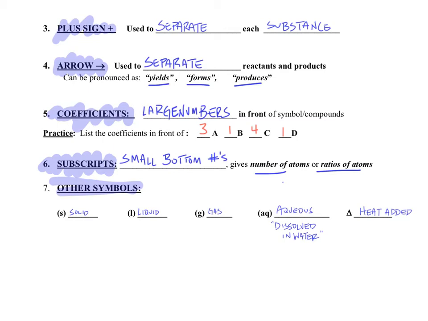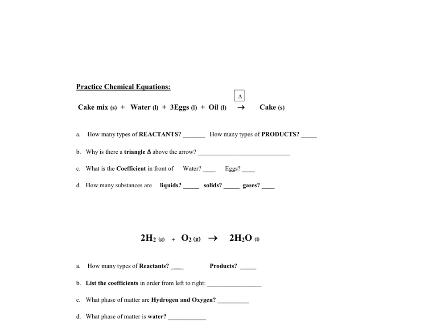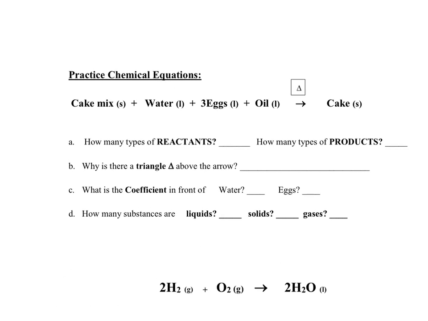Okay, so let's take a look at another form of equation. This is just a practice one, to give you an idea. Here I've got a chemical equation, and it says cake mix in a solid form plus water as a liquid plus 3 eggs as a liquid plus oil as a liquid produces or yields, when I add heat to it, a cake.